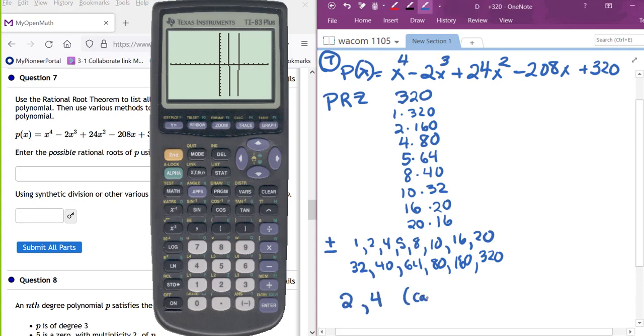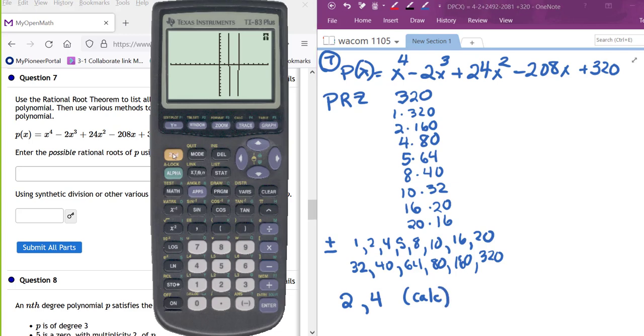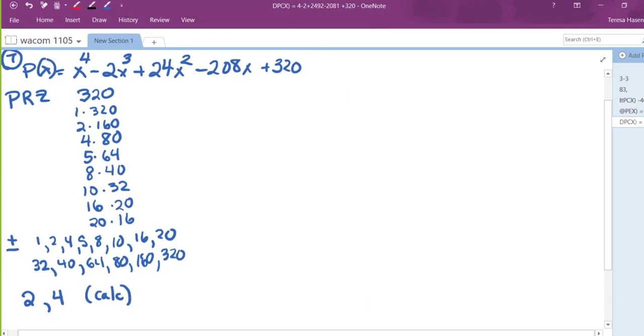So this is from the calculator. Right, so we do second calc value. And we plug in a 2 just to make sure it's not off. Good. And we'll do it again. So second calc value with the 4. Perfect. So these 2 zeros work. And then we'll go to synthetic division. So I'm going to make it big again. And we'll do the synthetic.